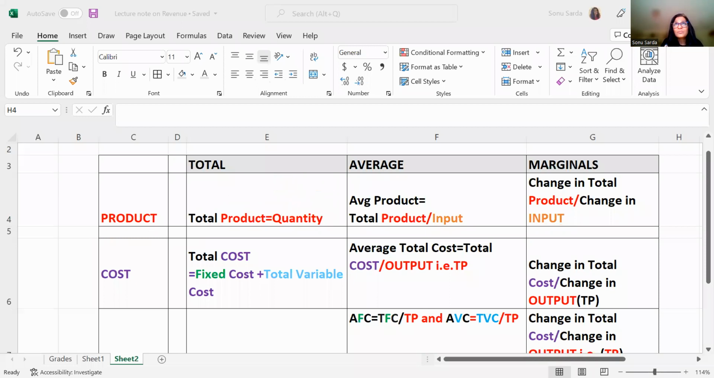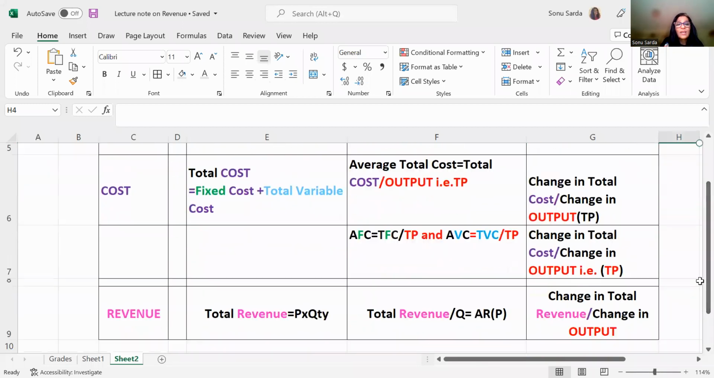Relating to the second concept, likewise for costs, it is again the same. You're talking of the cost. The total cost is equal to fixed cost plus the total variable cost. That relates to how much is the variable input and the fixed inputs. The money you pay for them is your cost, and therefore fixed cost plus variable cost.